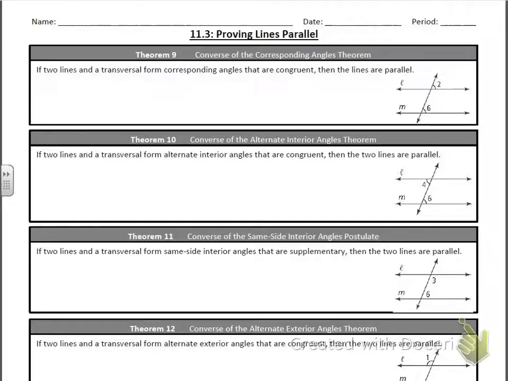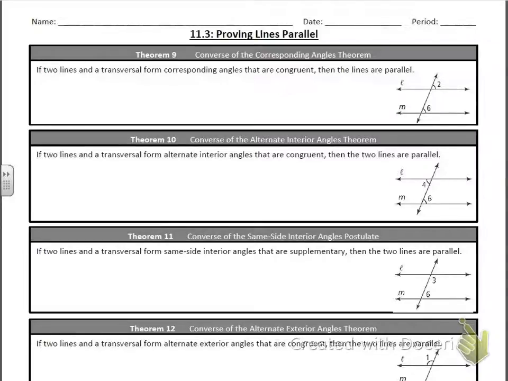So for 11.3, we're going to talk about the converse of all of the theorems that we talked about yesterday. So converse, remember, means that you flip the conclusion and the hypothesis. It's not always true. In terms of the angle theorems that we talked about yesterday, the converse is always true. So that makes it a biconditional.